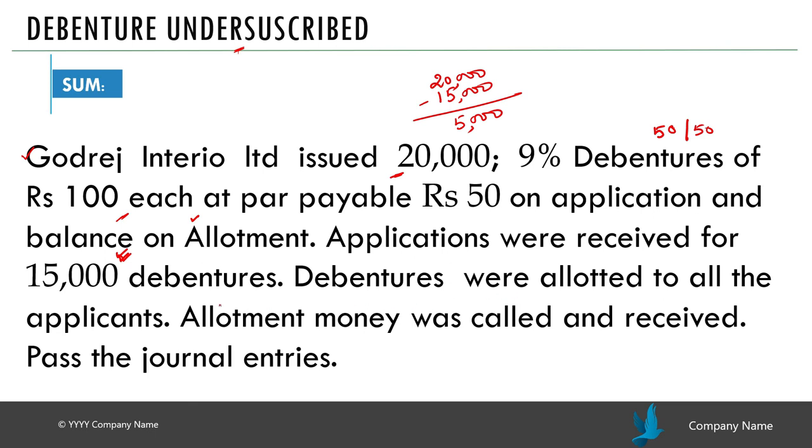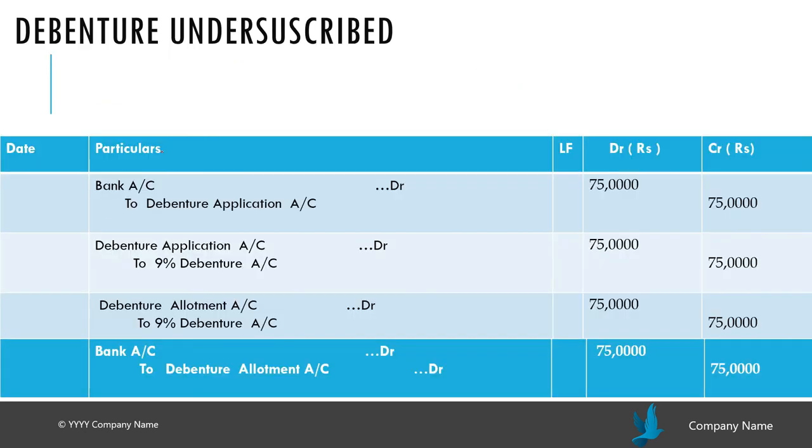And debentures were allotted to all the applicants because company is in need of 20,000 debentures' money, but company only received 15,000 debentures. So that's why company had to issue to all. So here we are supposed to pass the entry for receipt and transfer of debenture application money, and we have to pass the entry for due of allotment and receipt of allotment money.